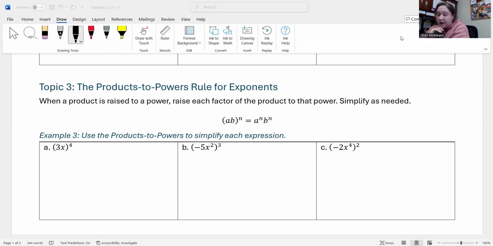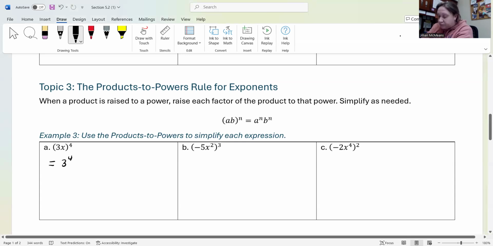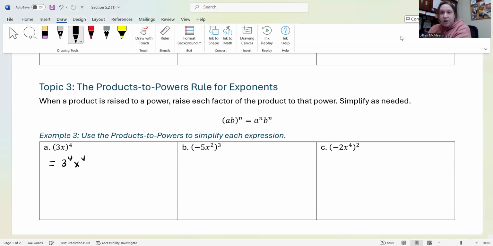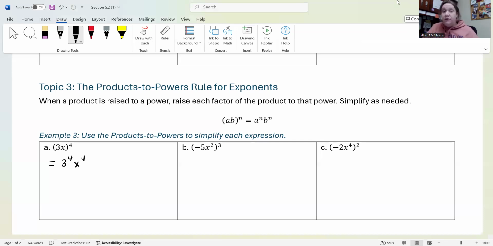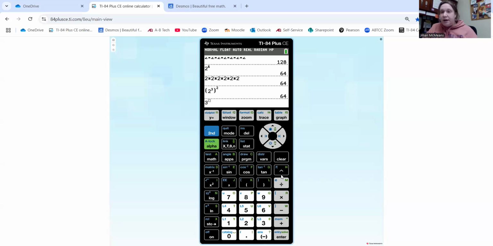So for part A, we have 3x in parentheses to the fourth power. That means the 3 and the x are going to be raised to the fourth power. So what we can do is we can take 3 to the fourth and multiply it by x to the fourth. And anytime you have a numerical base, you want to go ahead and evaluate that. So we do need to jump over to the calculator, and we want to figure out what 3 to the fourth power is. Well, we type in our base of 3, the caret button, and the exponent of 4. We get 81. You could also do 3 times 3 times 3 times 3. Definitely 81. It's going to save you time if you learn how to type in the exponent, though.